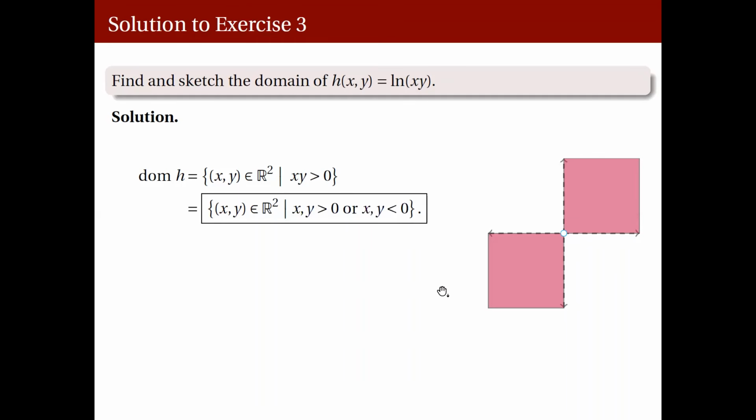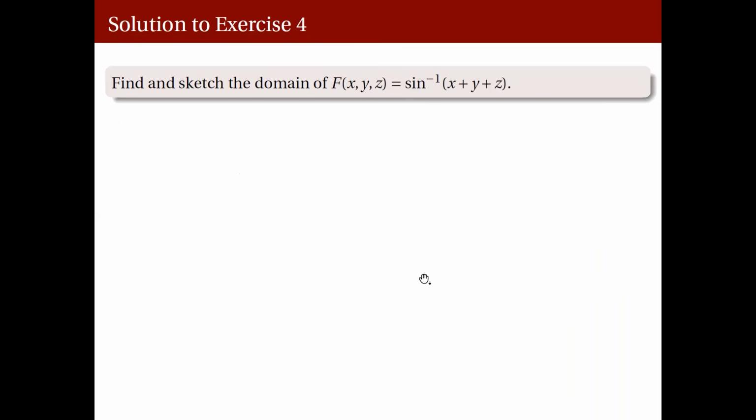All right. And finally, let's take a look at this function of 3 variables. We have the arcsine of x plus y plus z. Well, for this one, we will be needing a region in 3D space since we have 3 variables.